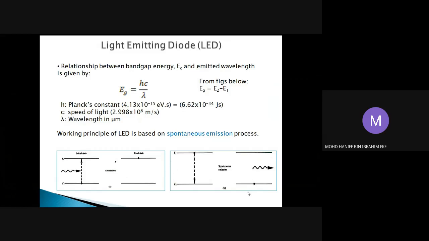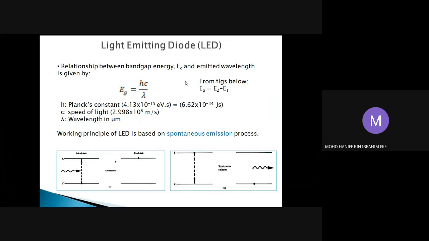Okay, so in LED, the same concept that we have discussed so far will be applied, and here's the equation that relates the bandgap energy. Bandgap energy is the energy difference between the conduction band and the valence band. From the diagram, E1 is the energy at the valence band, and E2 is the energy at the conduction band. So the band gap energy will be the difference between E2 and E1, and we label it Eg.